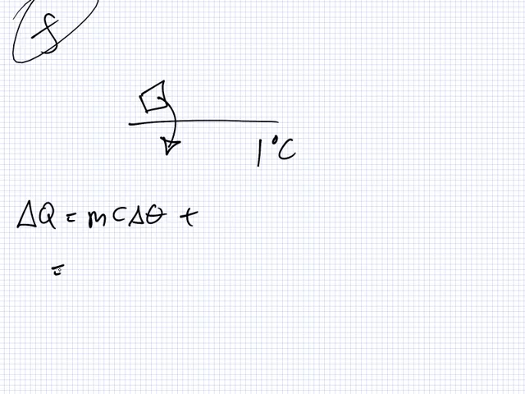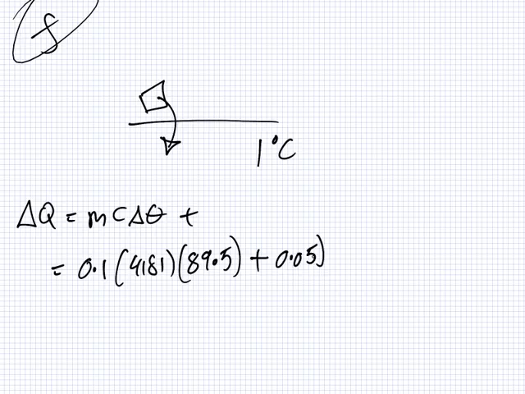So first, coffee. What's the mass of the coffee? 0.1. 4181, and it's 89.5 plus, what one's next? The whiskey. Why is it 89.5? Because it goes from 90.5 to 1. Next is the whiskey. And finally is the water.